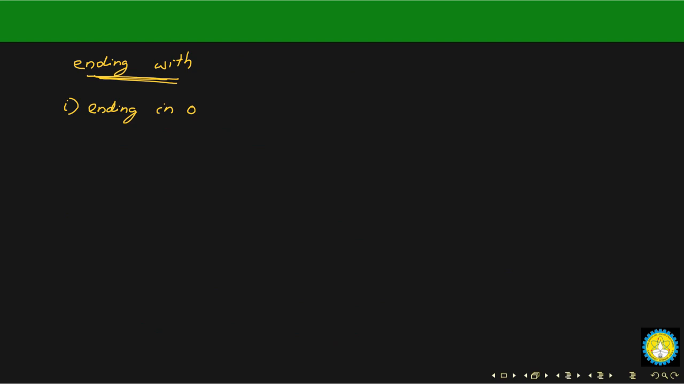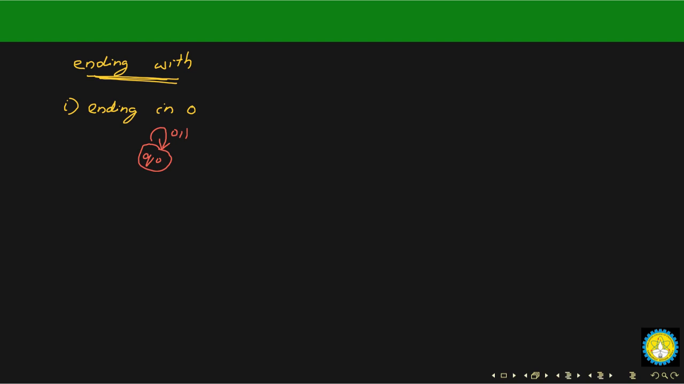So we have seen questions for starting with a particular pattern. Now we'll look at questions for ending in a particular pattern. Let's look at the first one: ending in 0. So, for accepting binary strings ending in 0, this is going to be very easy. You start at Q0, and you can see anything.